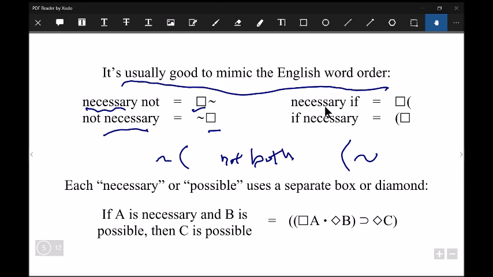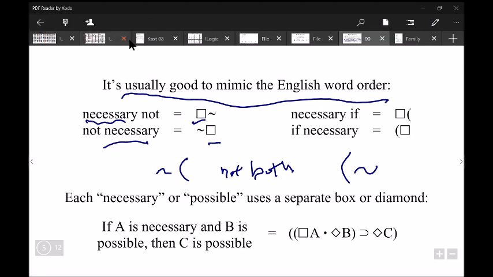And the same thing is if you have necessary if. Then you have box, and the if is the left-hand parentheses, if you remember that from propositional logic. And if necessary is, if, again, is the bracket, parentheses, necessary is the box, and where you go.